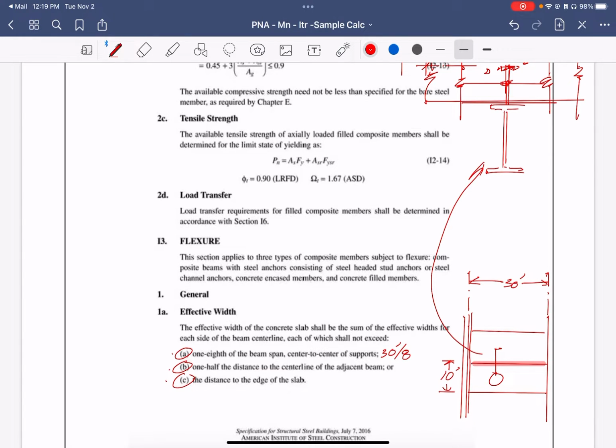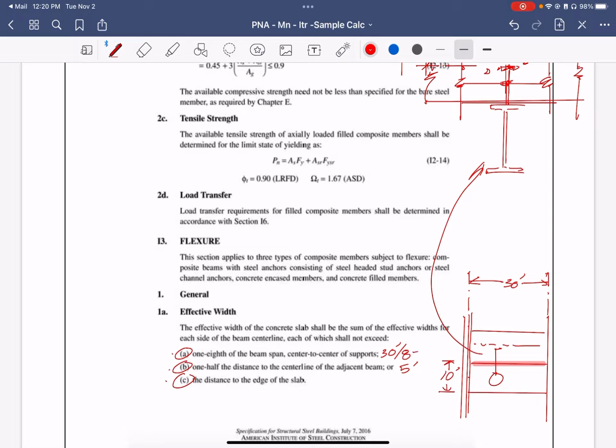The second is 1/2 the distance to the centerline of the adjacent beam. That's literally talking about halfway, so that's going to be 5 feet because the total is 10. And then the third is the distance to the edge of the slab. In this case, it doesn't really apply unless you're at the edge of a building. So then what we will be utilizing is really the first two.